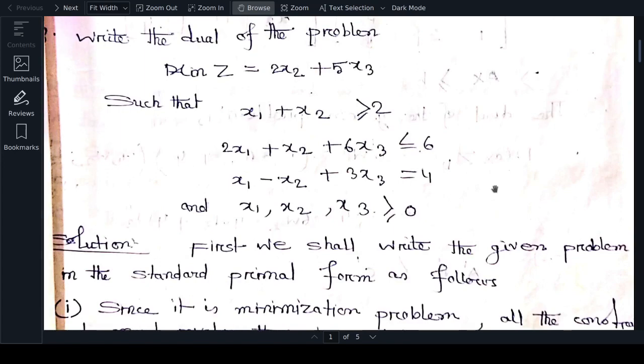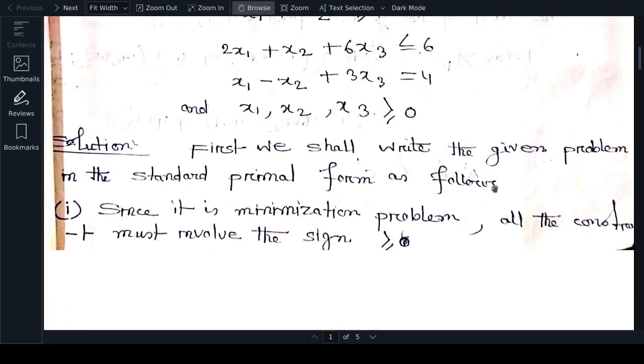So when one linear programming problem is given and we are asked to write the dual of the following problem, first we check whether the given linear programming problem is in standard primal form or not. What do we mean by primal? The supplied or given problem, the original problem, is called the primal. So from this primal we shall convert it into the dual.